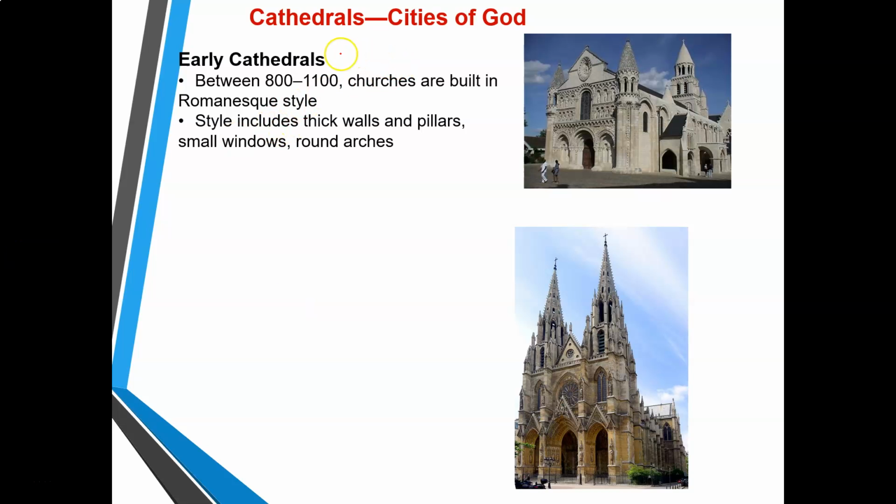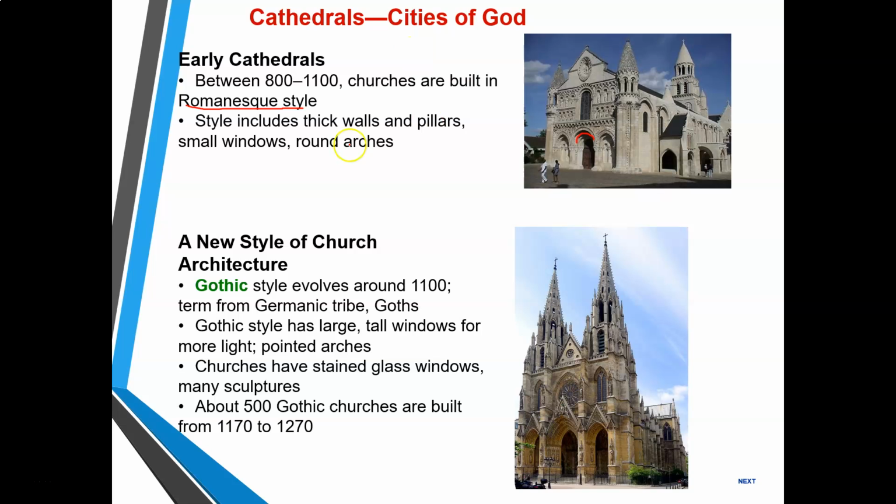So from 800 to 1100, churches were being built in Romanesque style cathedrals, and the big thing to focus on here is that there are smaller windows, and the arches themselves are rounded, okay? They're rounded arches. These cathedrals are based after Roman or Greek architectural styles. But then you start to see a new style of church architecture, which is the Gothic style. Okay, the Gothic style really started in 1100. Germanic tribes, the Goths, adapted some of the Romanesque styles and created their own version.